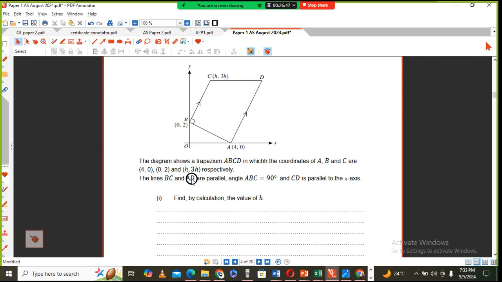What can we say about parallel lines? What is the property there that they have? The gradients are equal. Yes. What can you tell me about perpendicular lines though? The product of the gradients will give you what? Negative 1. Okay, so we can calculate the gradient of AB.